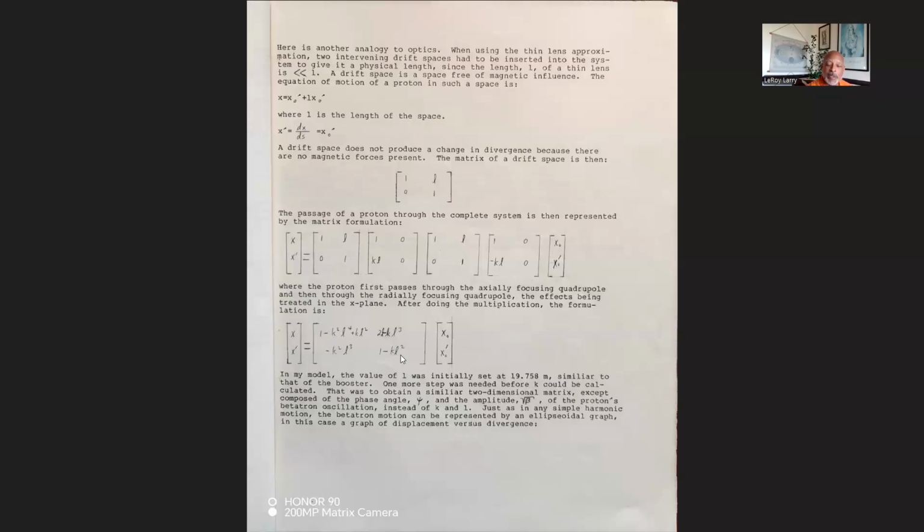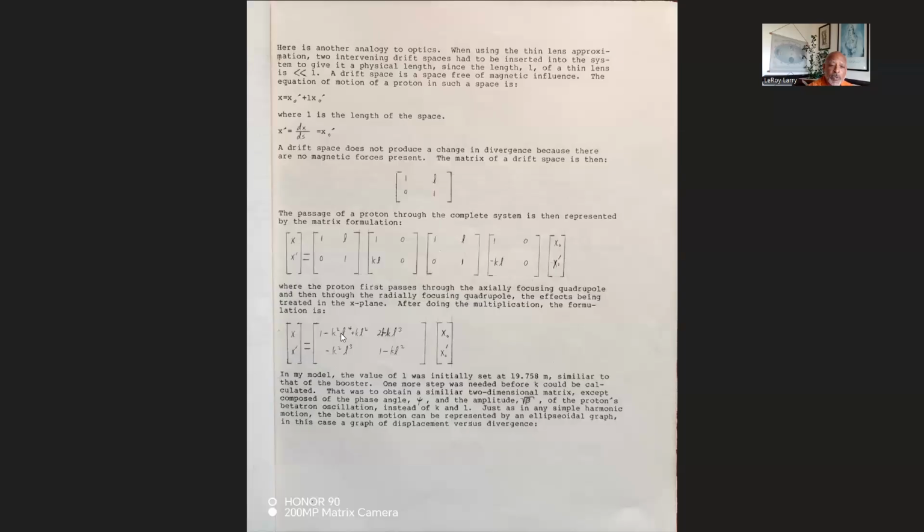This 2x2 matrix, okay, right here, which represents starting off with the proton's radial or horizontal displacement with respect to that central z-axis through the quadrupole magnet, and how fast that horizontal or radial displacement is changing with respect to the proton's distance along the z-axis.